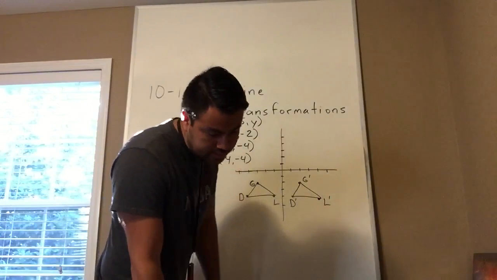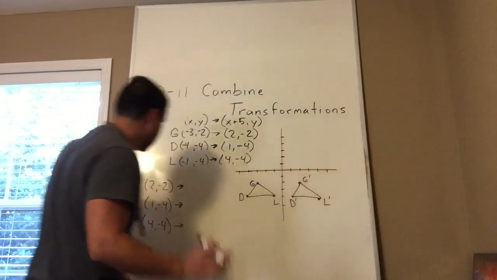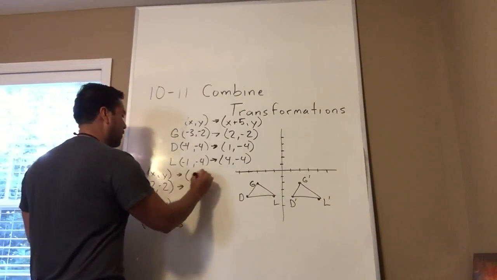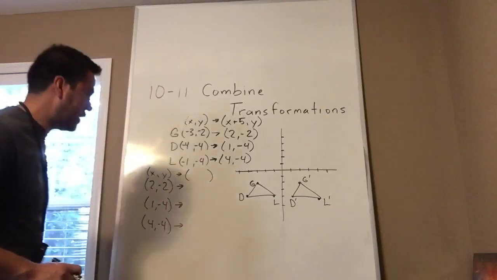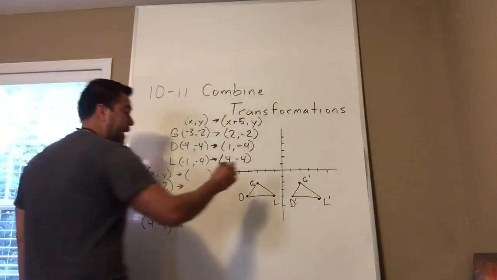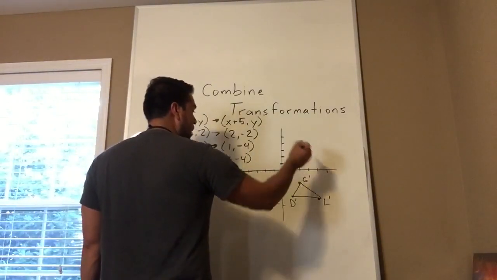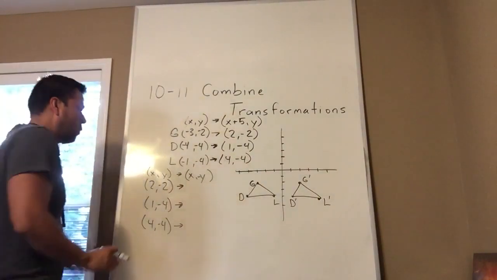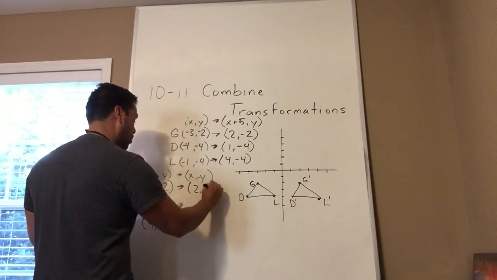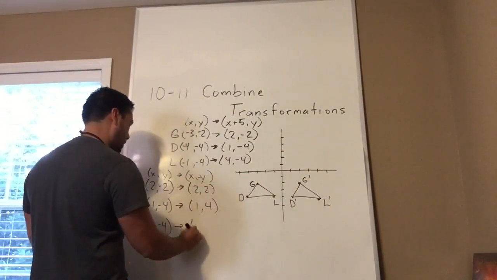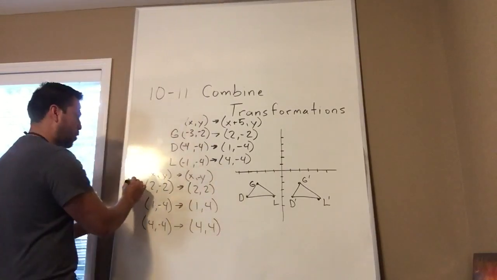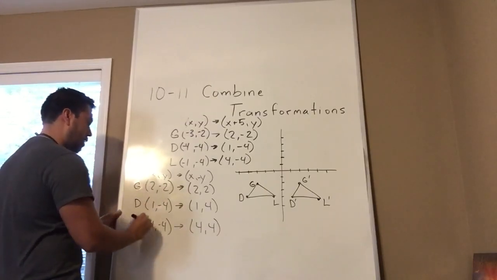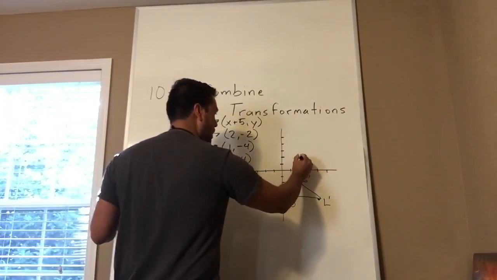So we're reflecting these over the x-axis. So x comma y. And if you remember the rule for the reflection over the x-axis, x values stay the same, but the y values get their signs flipped. So x stays the same, y's get their signs flipped. So you change the sign of the y. So you should get 2, 2, and then 1, 4, and then 4, 4. And that's for G, D, L. All right, so 2, 2. That's G.